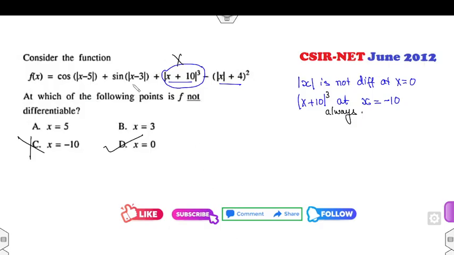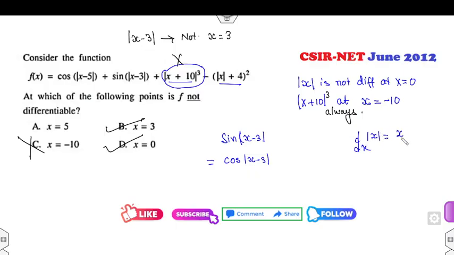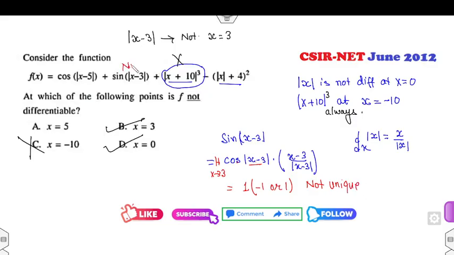0, fine. Next, this one is x minus 3. This function is not differentiable at x equal to 3. Fine. Moreover, you can also check this function by taking the derivative. It is cos of x minus 3, and what is the derivative of mod x? You know the derivative of mod x is x over mod x. So that means x minus 3 over mod x minus 3. Now if you take the limit as x approaches 3, cos of 0 will be 1. The other factor is either minus 1 or plus 1. That means the limit is not unique. That means the function is not differentiable.